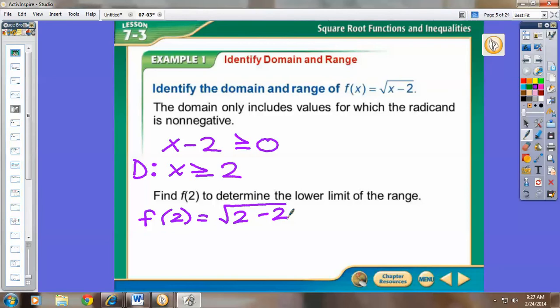So, of course, 2 minus 2 is 0. We have the square root of 0, which is 0. Now, our range is not 0. That doesn't quite make sense.